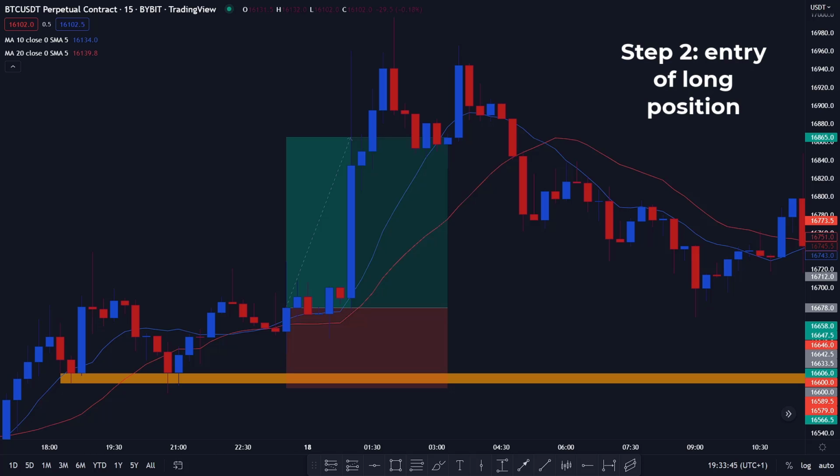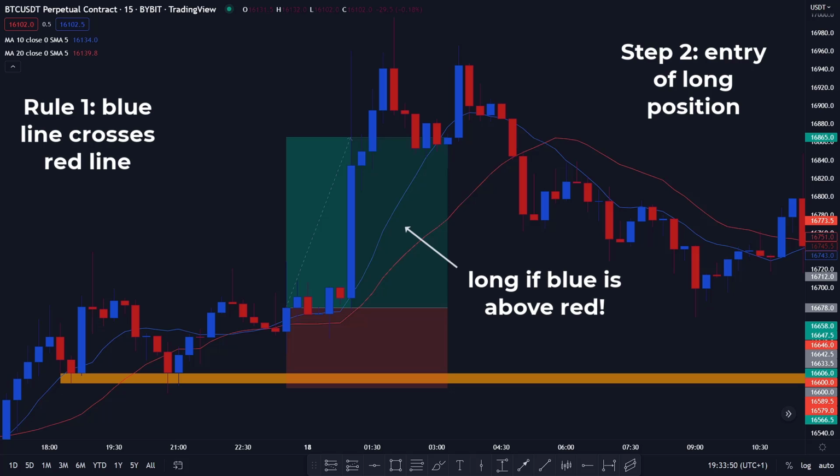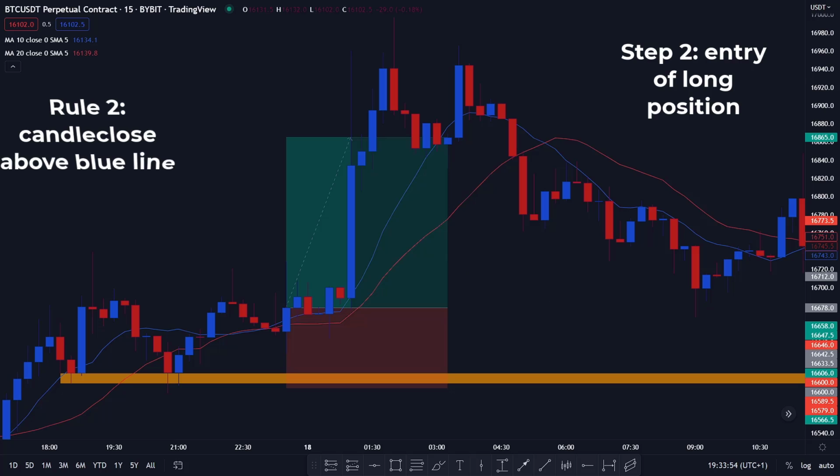Step 2. Wait for entry of long position. There are a few rules to keep in mind when we want to enter a long position. Rule number 1. Wait for the blue line to cross the red line in an upwards movement. We only take long positions when the blue line is above the red line. The next rule builds on the first. This means that rule number 1 must be satisfied before we can consider rule number 2.